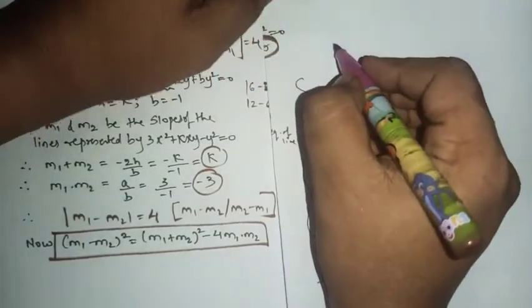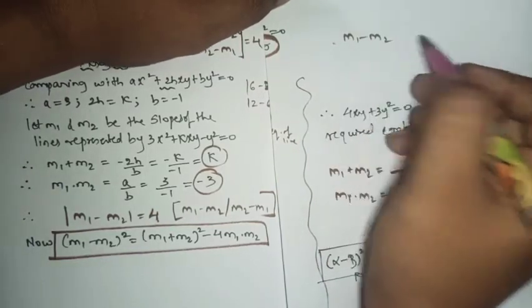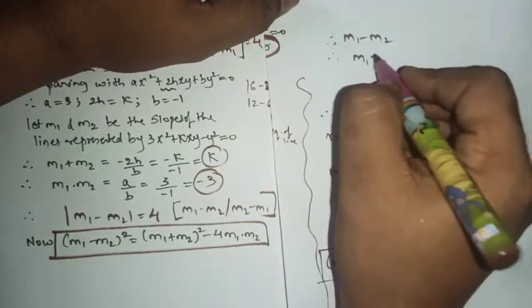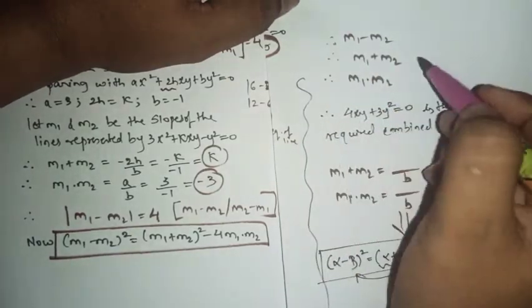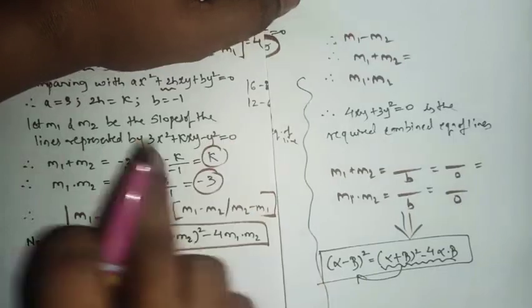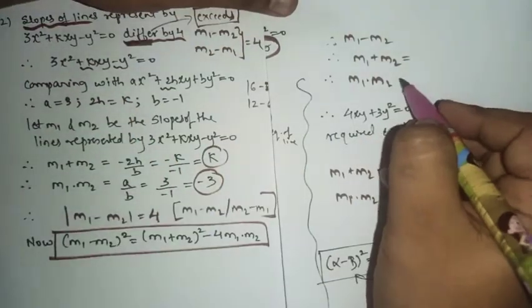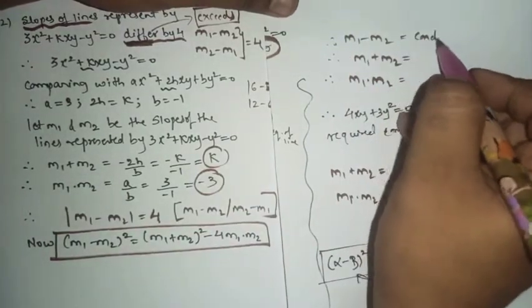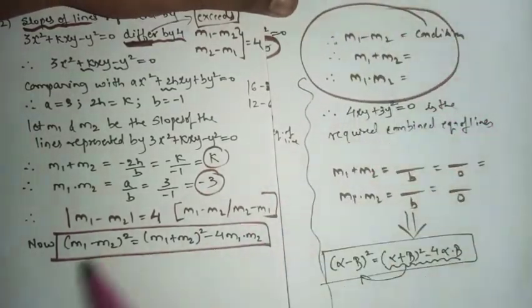Remember this. Whenever we have these three values, m1 minus m2, m1 plus m2 and m1 into m2: m1 plus m2 you will get from the formula, m1 into m2 also you will get from the formula, and m1 minus m2 is the condition. Combining these three, you will get one formula.